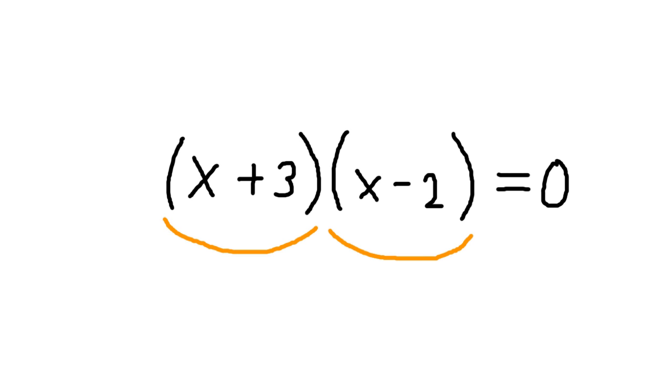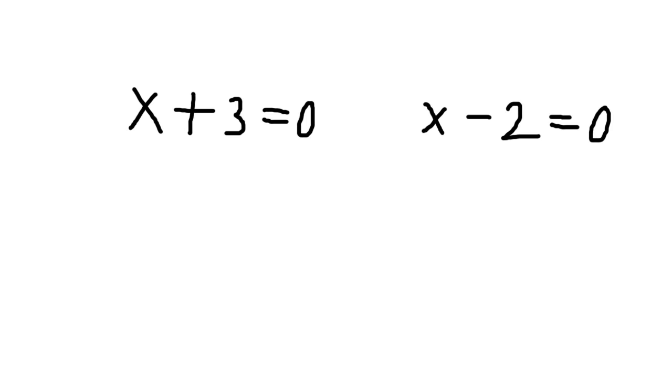But what do we know about multiplying two numbers together and ending up with 0? Well, at least one of the two numbers must be equal to 0. So now, both of these equations are possible answers, leading to two solutions for x. X equals negative 3 and x equals 2.